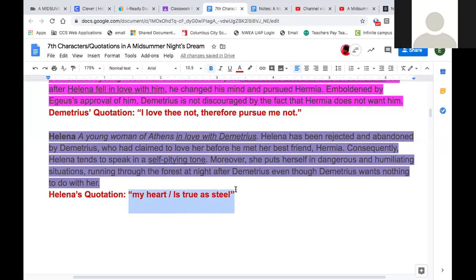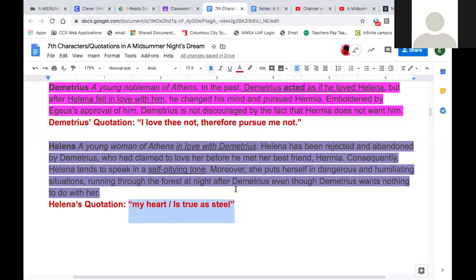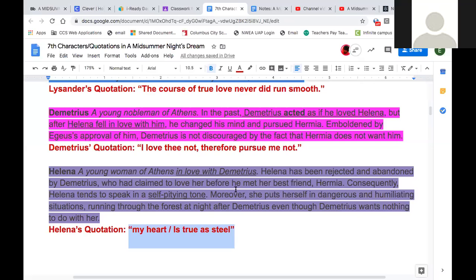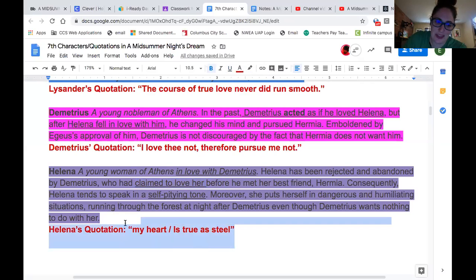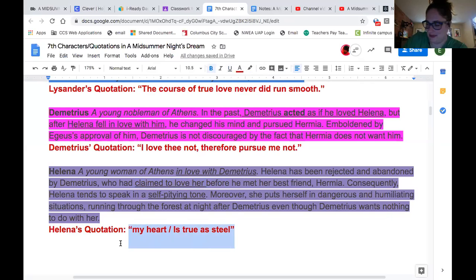We have these notes, right? Hold up, wait a minute. What'd you just say? So he loved her before he met her best friend. He claimed to love her. So he left her, but then he met Hermia and he was like, ooh, she cute. I would like to switch. That's basically what happened. What is Helena's quotation? "He left her for her best friend. My heart is true as steel." What does that mean?